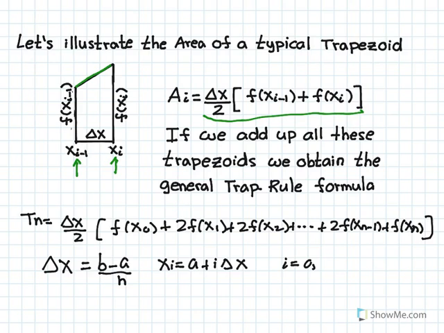I ranges from 0, 1, 2, all the way to n. This is a formula for the trapezoidal rule. You can think of it as a 2-2 rule because all the middle terms have 2's in front of them. The first and last, of course, just have 1's. So it's 1, 2, 2, 2, 2, all the way to 1.